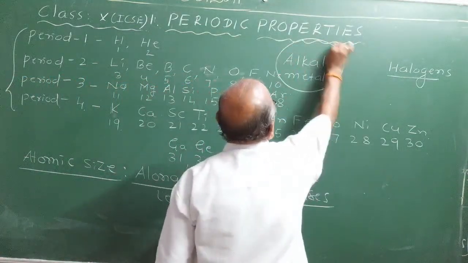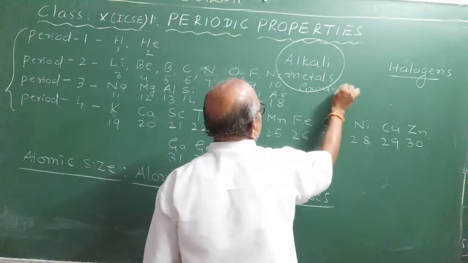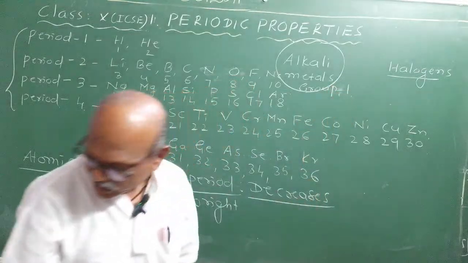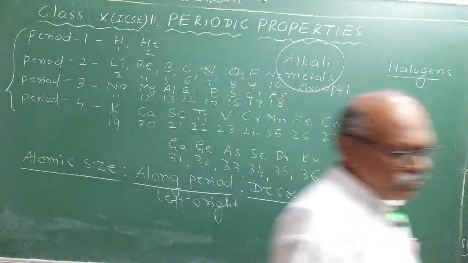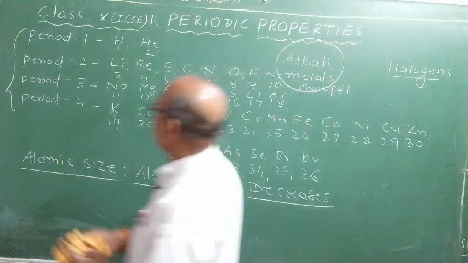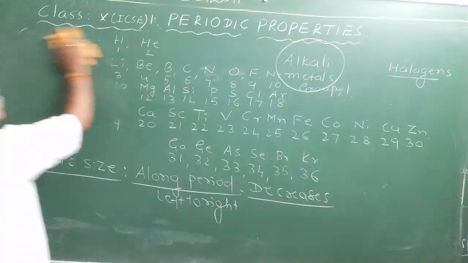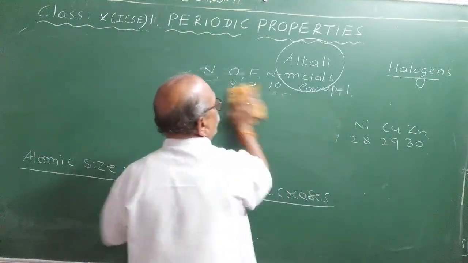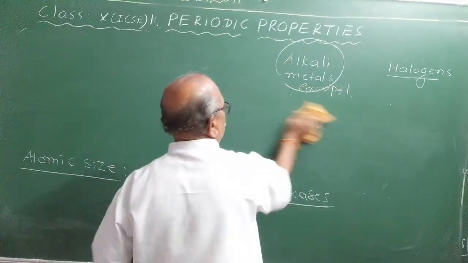The highest atomic size will be alkali metals, that is group 1 elements. I will rub this part. I think you noted up to 36. Sufficient. As per the instructions of the ICSE board, only up to the 4th period you must be taught in groups, with reference to alkali metals and halogens we have to study. Alkali metals are placed in group 1.